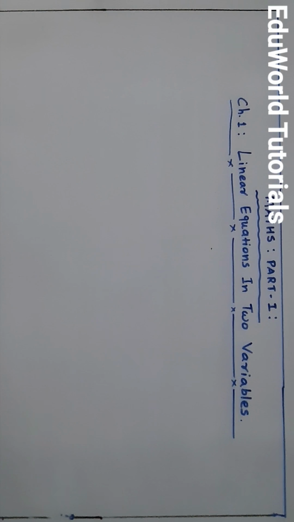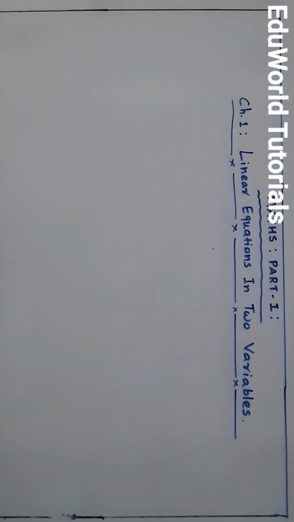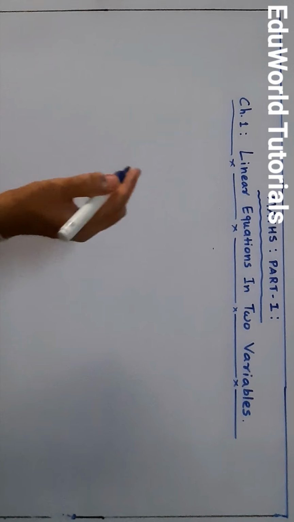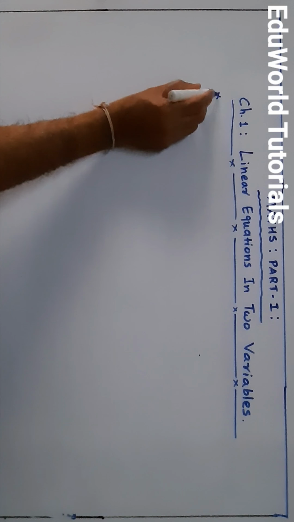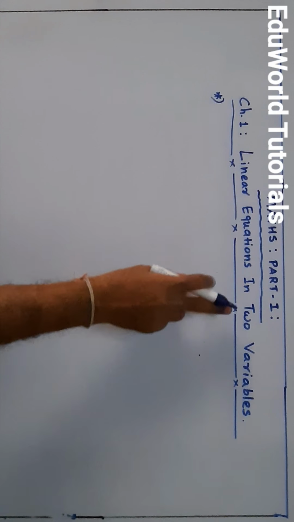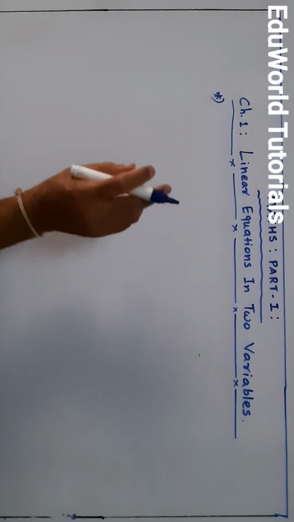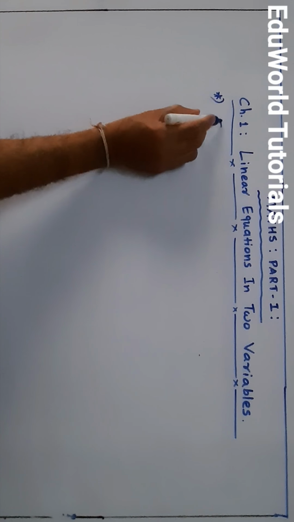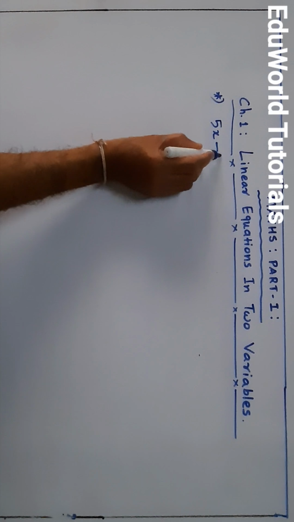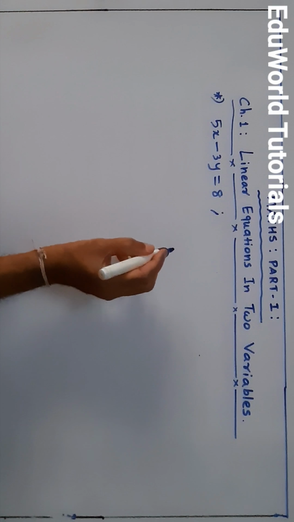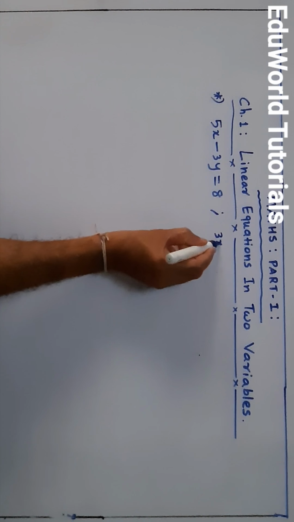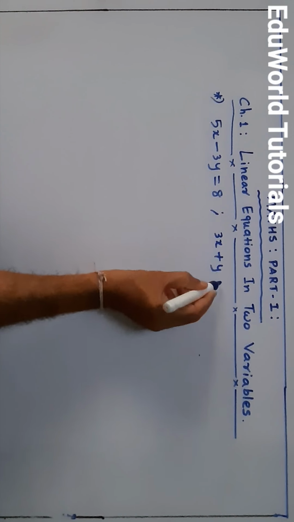Now students, on the second page of your textbook, they have given solving of the simultaneous linear equations. Now a new word, simultaneous linear equation, comes. Simultaneous means when you are given two linear equations containing two variables simultaneously. For example, 5x minus 3y is equal to 8, as it is given on the second page of your textbook, and the other equation 3x plus y is equal to 2.